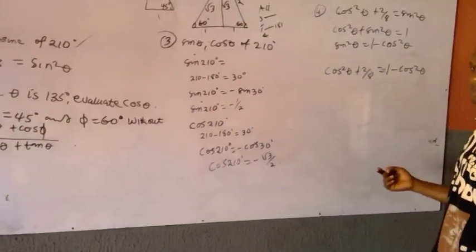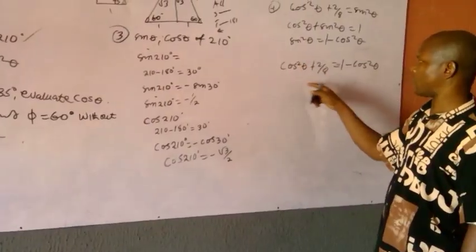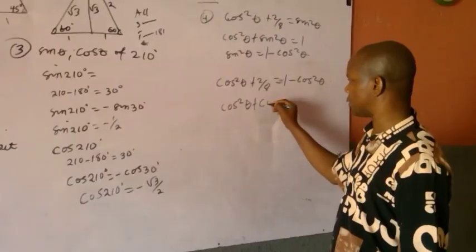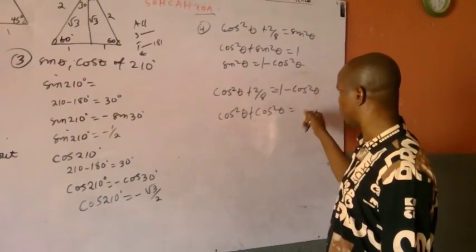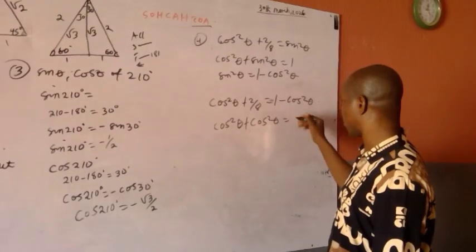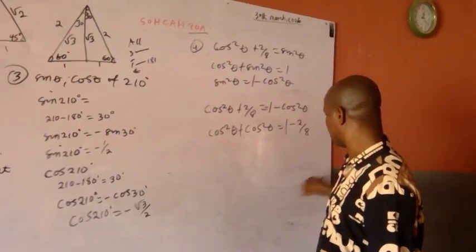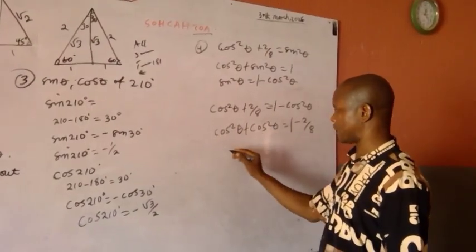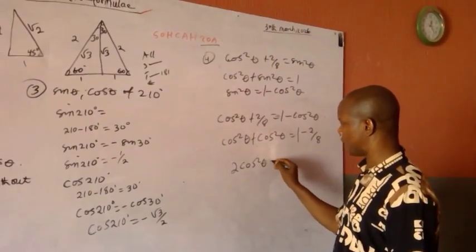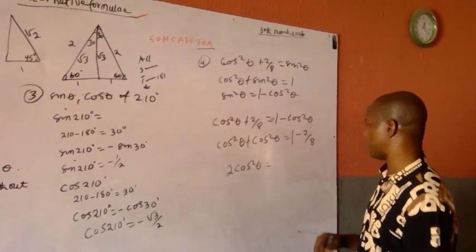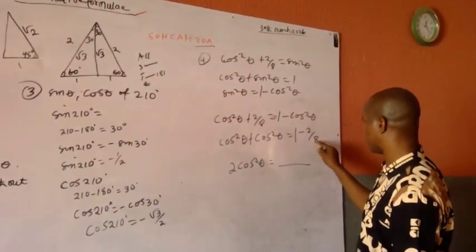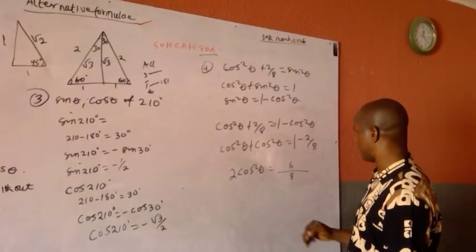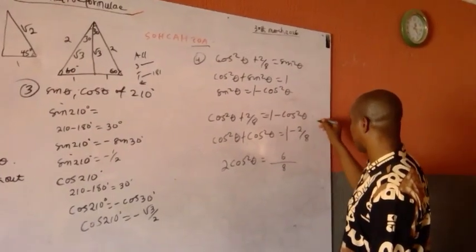If you check very well, cos square theta is common to both sides. So what you do is simple. You say cos square theta plus cos square theta is equal to 1 minus 2 all over 8. And this is just like saying 1 cos square theta plus 1 cos square theta, so you have 2 cos square theta. Now, I told you in one of our videos that when you are given something like this, you just say 8 minus 2 is 6, and that is the answer: 6 all over 8.